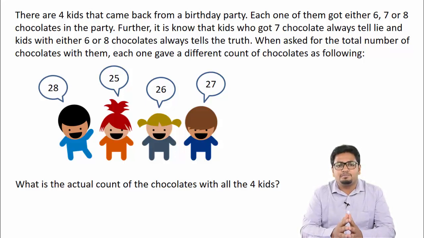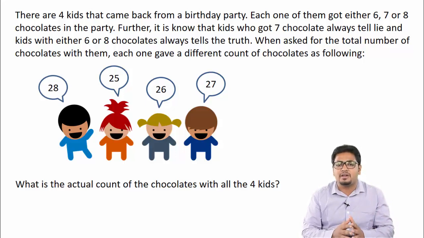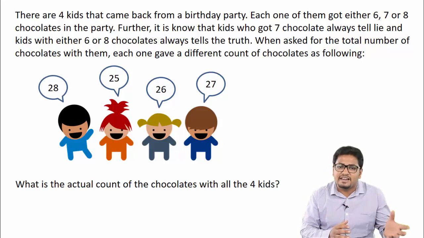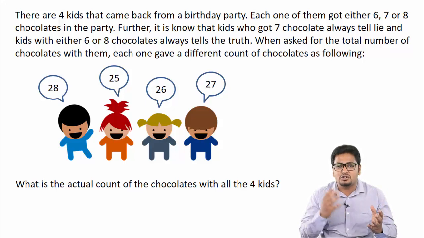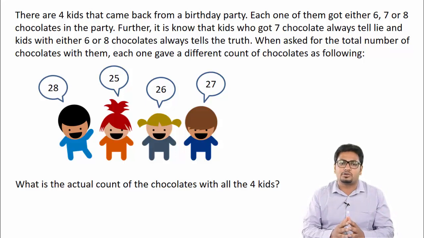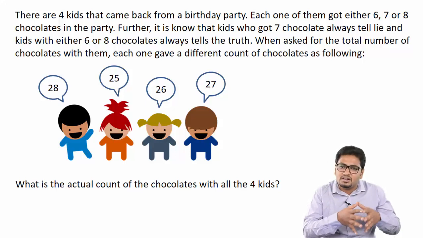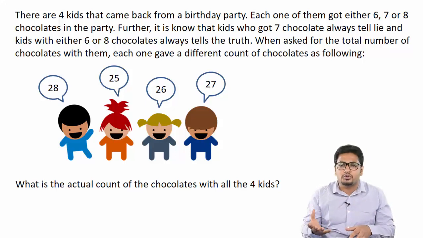Okay, so here it is mentioned that there are 4 kids and each one of them has either 6, 7 or 8 chocolates. Kids with 7 chocolates always lie and those with 6 or 8 always tell the truth. The numbers mentioned in the box are the total number of chocolates told by the respective kid. So we have to tell the actual count of chocolates with all the 4 kids.